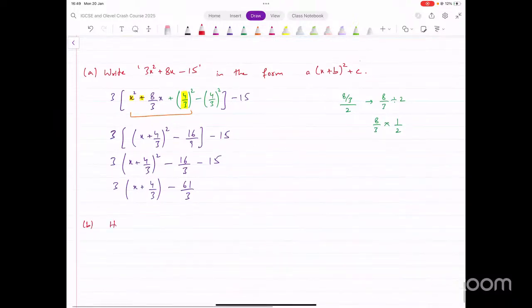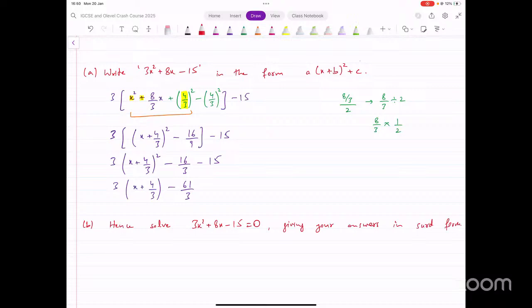So they might say, hence solve 3x squared plus 8x minus 15 equal to 0. Again, giving your answers in surd form.